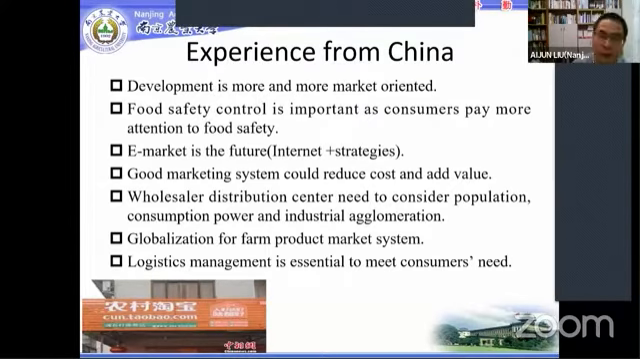Food safety control is very important because consumers pay more attention to it. I think all the world is the same, right? Especially if you have a better income. E-market is the future because it reduces transaction cost. China is promoting internet plus strategies. A good marketing system could reduce cost and add value. That's why nowadays in many countries, we study value chains, right? We study supply chains. We try to see how we can market our products.